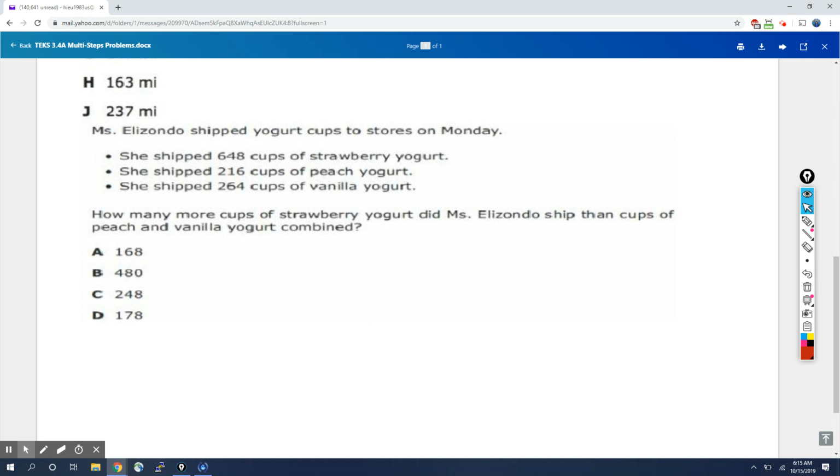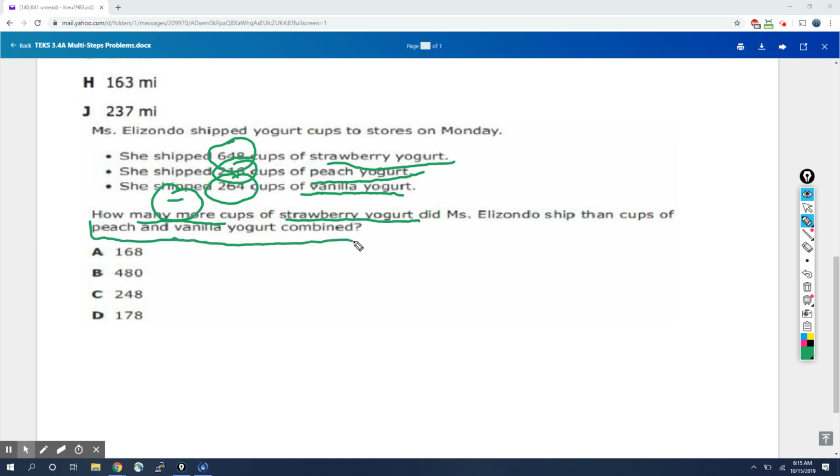Alright, so this is another type of combine. So let's go ahead and show our work here. She shipped to the store on Monday 648 cups of strawberry yogurt, 216 peach yogurt, and 264. Now they say how many more. When you hear how many more, subtract. You subtract from the strawberry cups the peach and vanilla combined. When you hear the word combine, you're going to add. Okay?